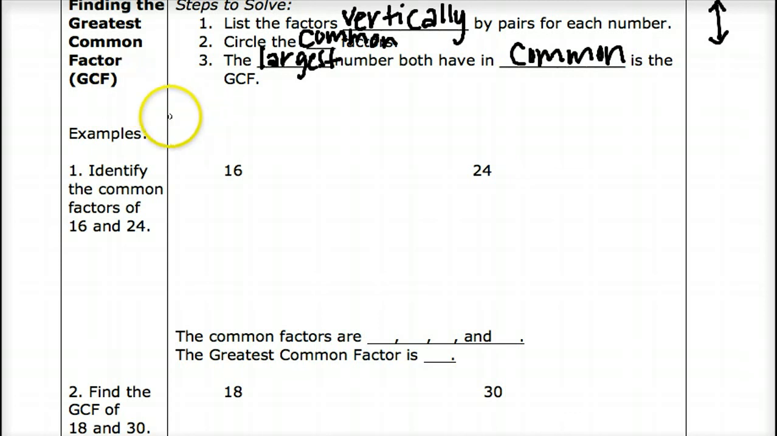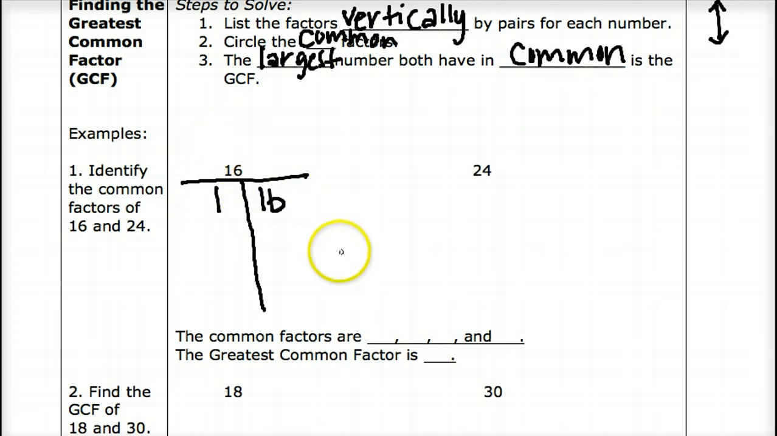The first example says to identify the common factors of 16 and 24. So what I like to do is make myself a T-chart under my number so that I can divide my factors up properly. And I know that factors are numbers multiplied together. So we're always going to start with 1 times the number itself, because we know that 1 times 16 equals 16. We also know that 2 times 8 equals 16, as well as 4 times 4 will give us 16.